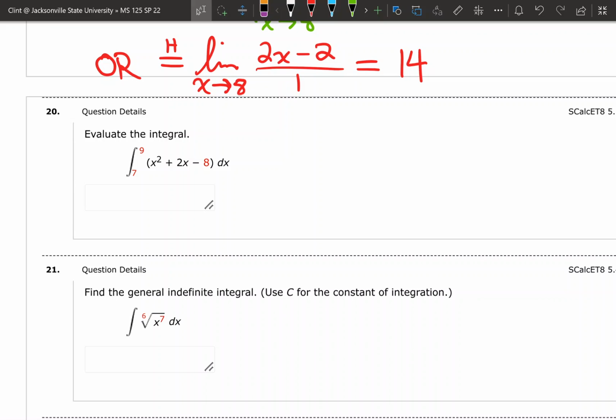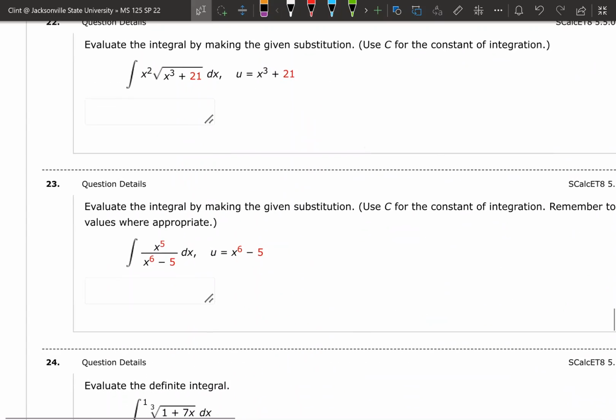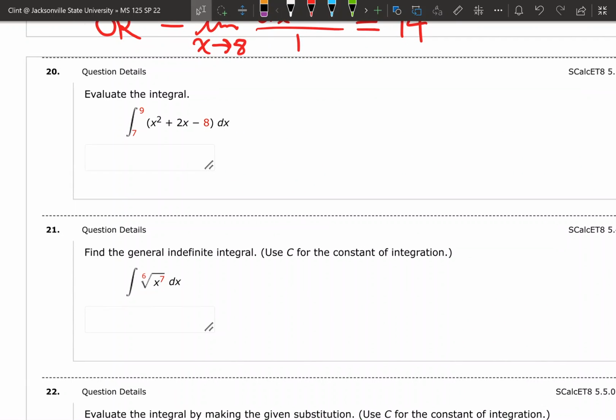All right. Got a definite integral. I didn't give you anything too ugly. This one is just reverse power rule. So here we're ready to go straight to the antiderivative. We don't have to do any kind of algebra or anything to get ready.